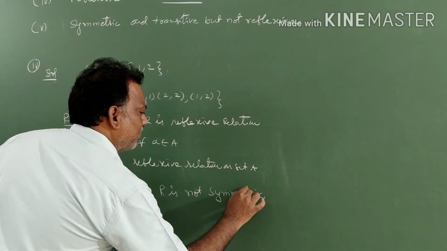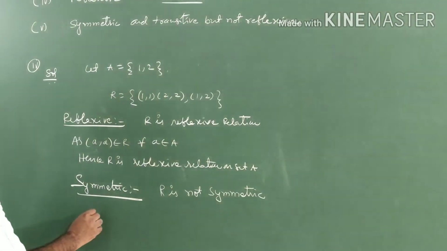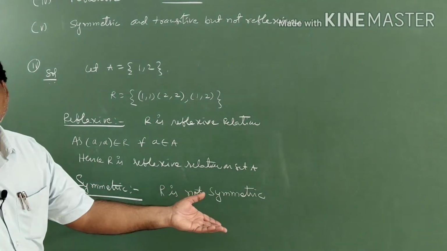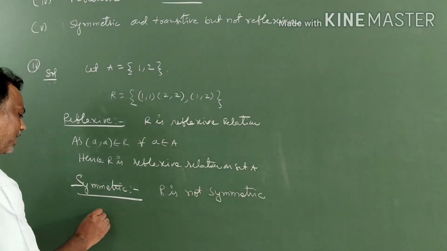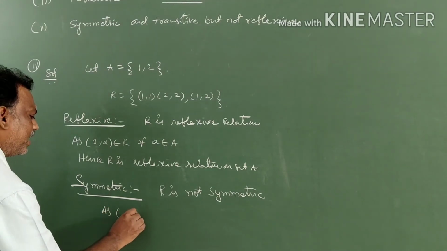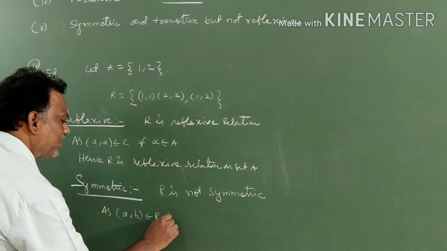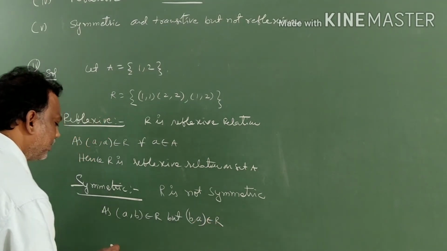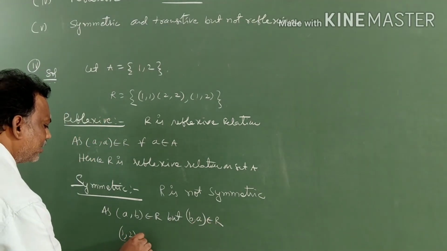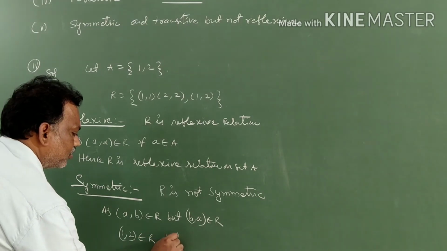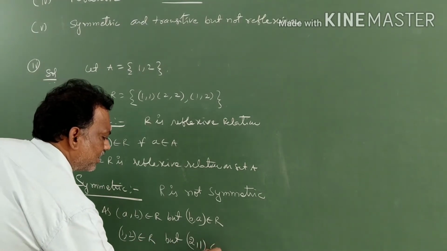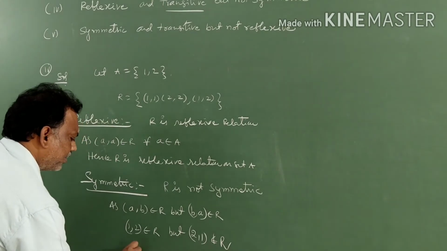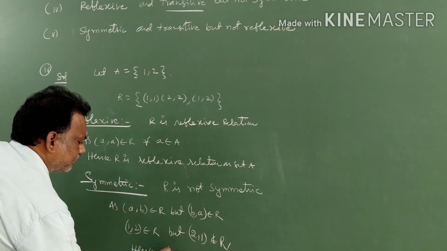Why is it not symmetric? You have to give the reason. Because it is not satisfied, give it with an example: (a, b) belongs to R but (b, a) does not belong to R. With an example, (1,2) belongs to R but (2,1) does not belong to R, hence it is not a symmetric relation.